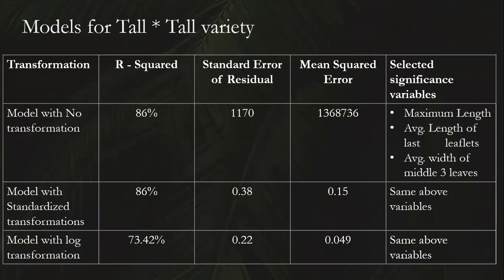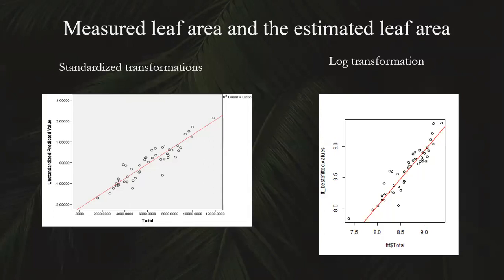Here are the model details for the tall variety. According to the results, the model with standardized variables showed the highest R-squared value and lower error. The model with log transformed data showed the lowest error, but its R-squared value is comparatively low compared to the other models. As R-squared is used to assess the explainability of the dependent variable by the independent variables, a high R-squared should be considered for selecting a model. Plots of actual and fitted leaf area are seen to be the same.